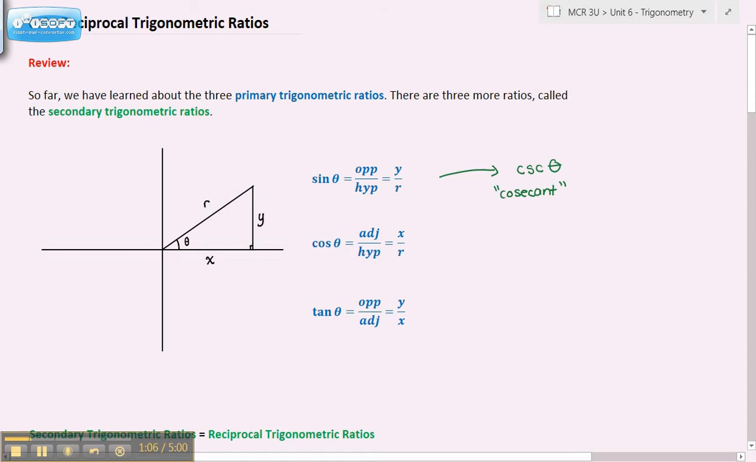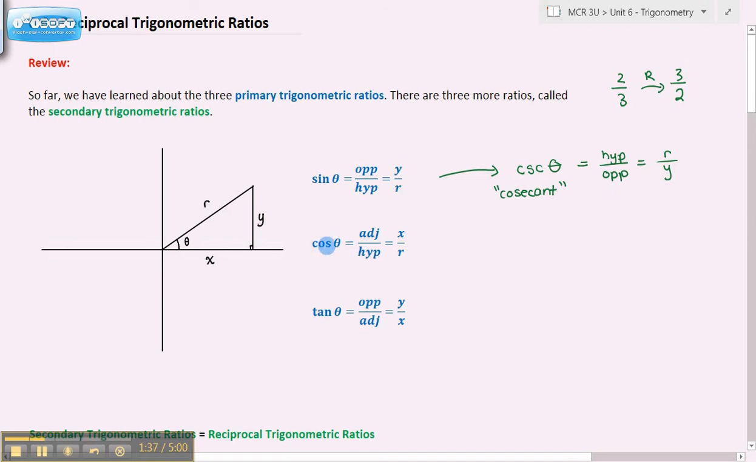Now you've heard reciprocal before when you used to think about, so if you had a fraction 2 over 3, the reciprocal of that is 3 over 2, where you just flip the fraction. So similarly, cosecant is the reciprocal of sine. So flipping the fraction, instead of opposite over hypotenuse, it would be hypotenuse over opposite, or in terms of y's and r's, it would be r over y.